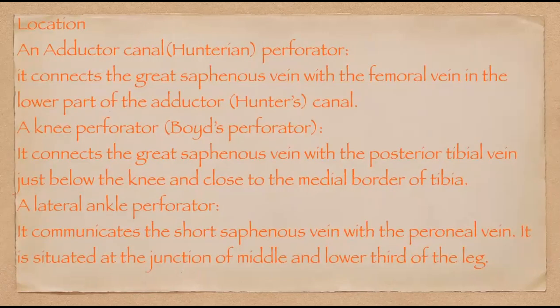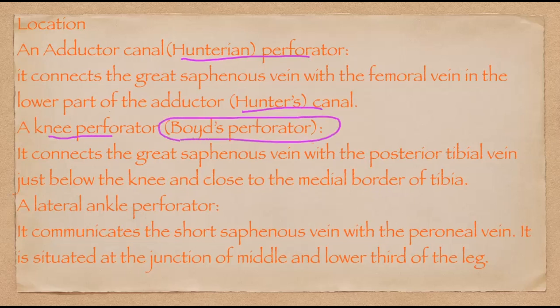So there are some perforators which are constant and you have to know that. The adductor canal perforator, the Hunterian perforator, connects the great saphenous vein with the femoral vein in the lower part of the adductor canal. Then the knee perforator, called the Boyd perforator, connects the great saphenous vein with the posterior tibial vein just below the knee and close to the medial border of the tibia. The lateral ankle perforator communicates the short saphenous vein with the peroneal vein or fibular vein. It is situated at the junction of the medial and lower third of the leg.